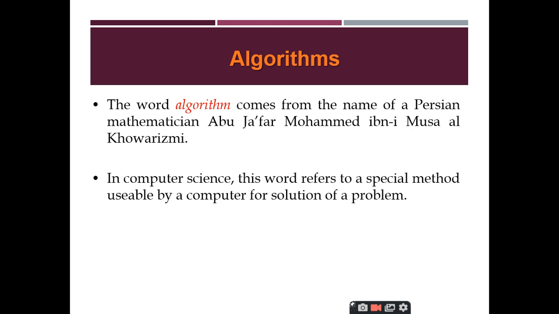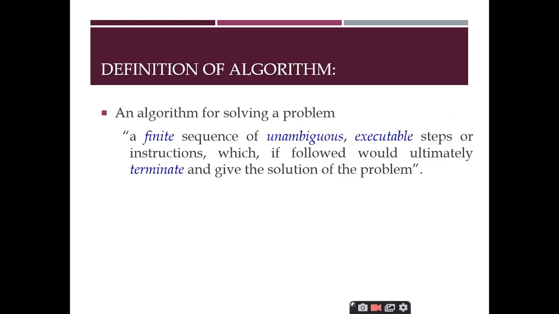In computer science, this word refers to a special method, that is, a process. It is a special method that is usable by a computer for giving a solution to a problem. Whenever you want to give a solution to a particular problem, you write it in a sequence of steps. Those sequence of steps combined will be called the algorithm for that particular problem. Is it clear?